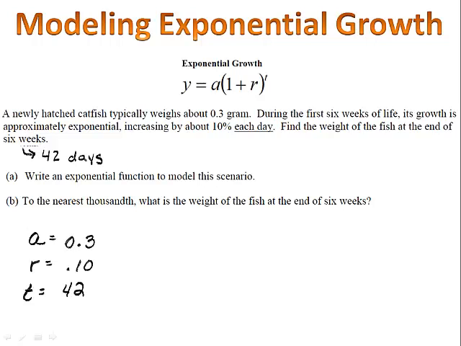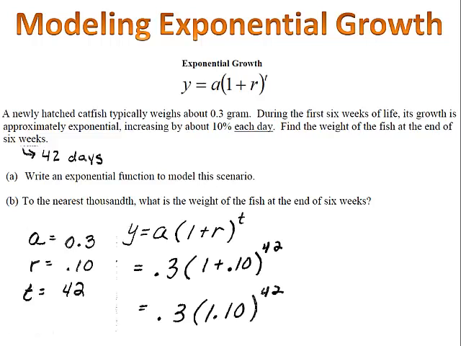That's 42 days. Now, please write down the formula and substitute those numbers in and plug them in your calculator to see what you get for an answer. Please pause the video here. We plug the numbers in. We have 0.3 times 1 plus 0.10 to the 42nd power.